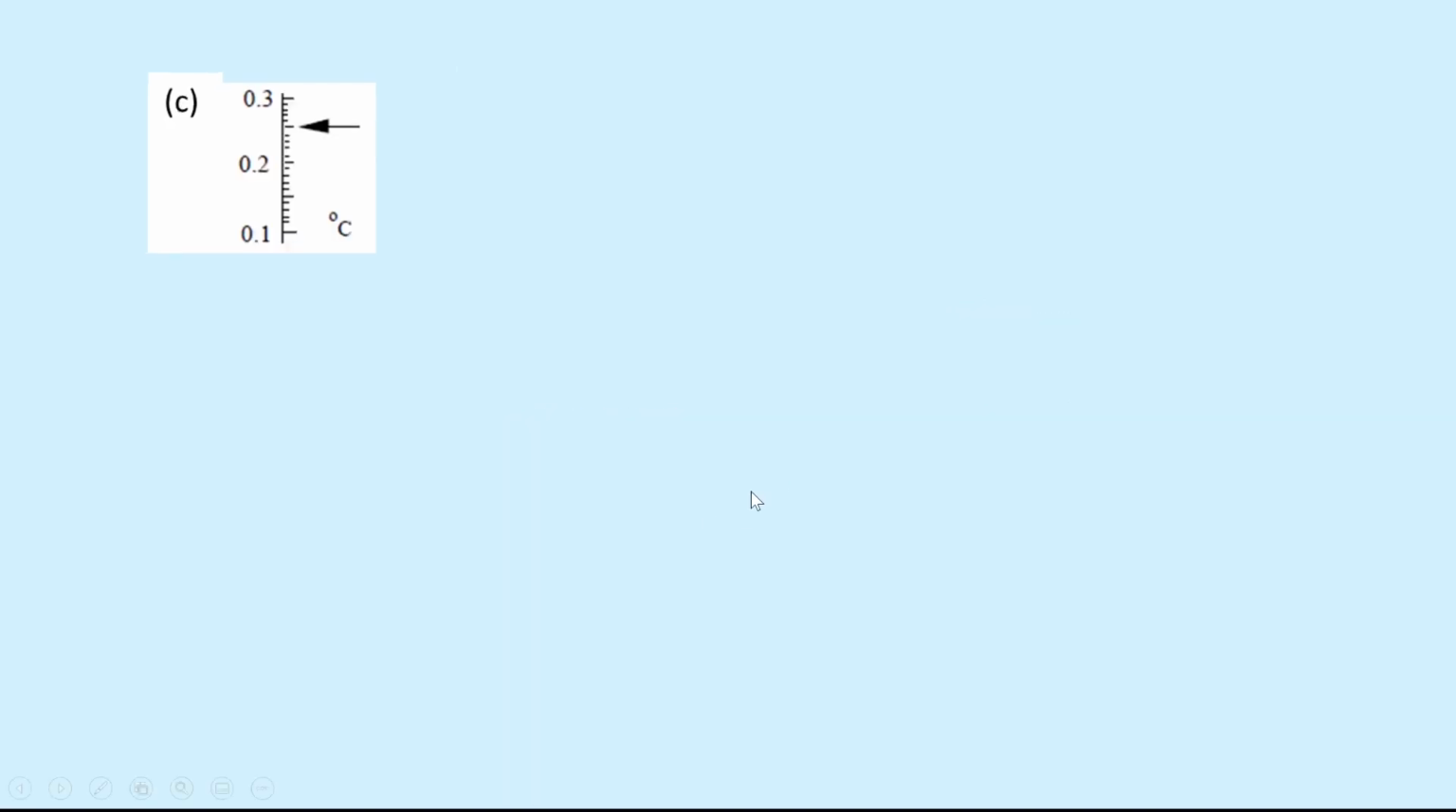And the last one for analog scales, part C, we've got this scale in degrees Celsius, and the arrow is pointing to this larger division marking here, which is halfway between the 0.2 and the 0.3, which means that it must be 0.25 degrees Celsius.